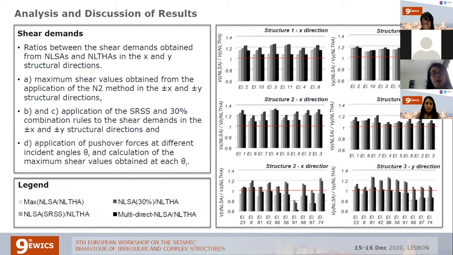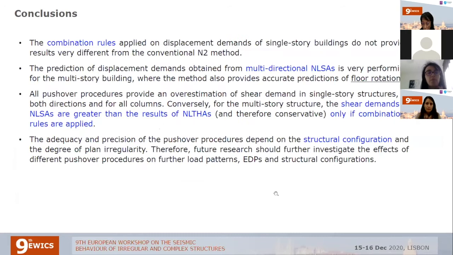In conclusion, we can say that the combination rules applied on displacement demand of single-story buildings don't provide results very different from the conventional N2 method. Then, the displacement demand obtained from multidirectional nonlinear static analysis performs very well for multi-story buildings, where the method also provides accurate prediction of floor rotation.